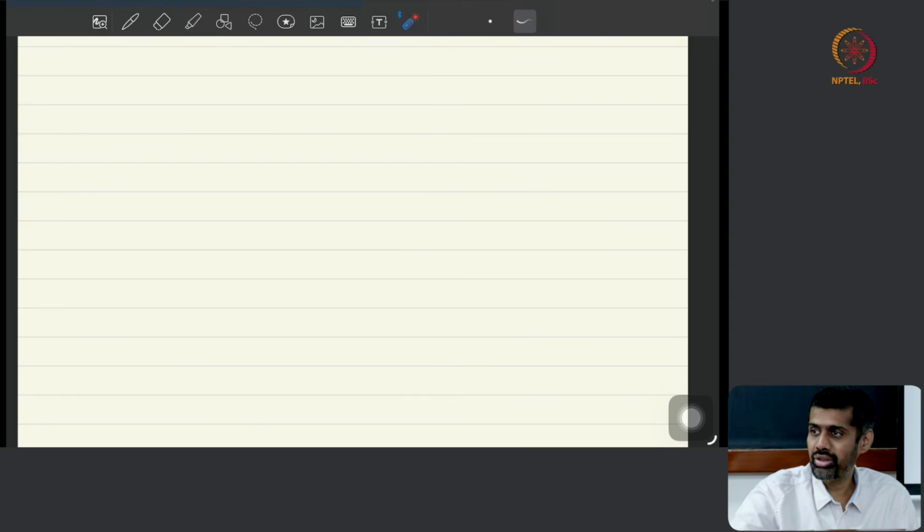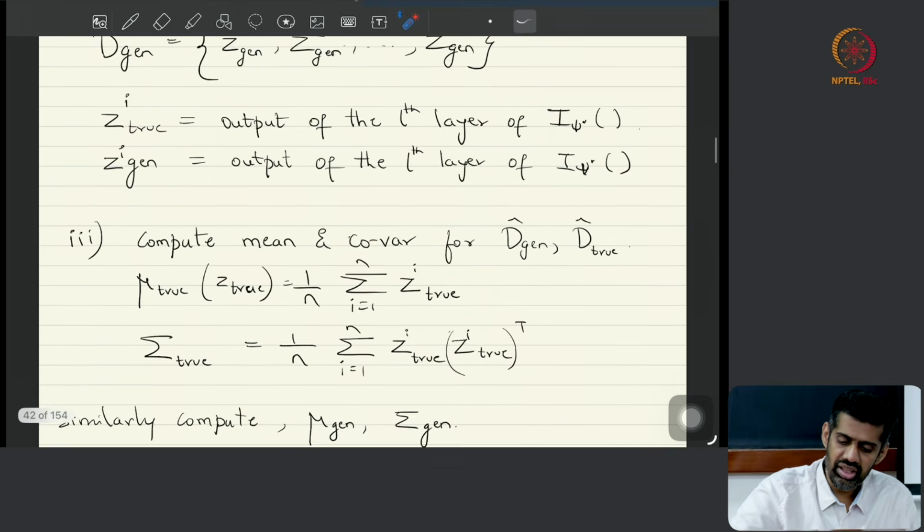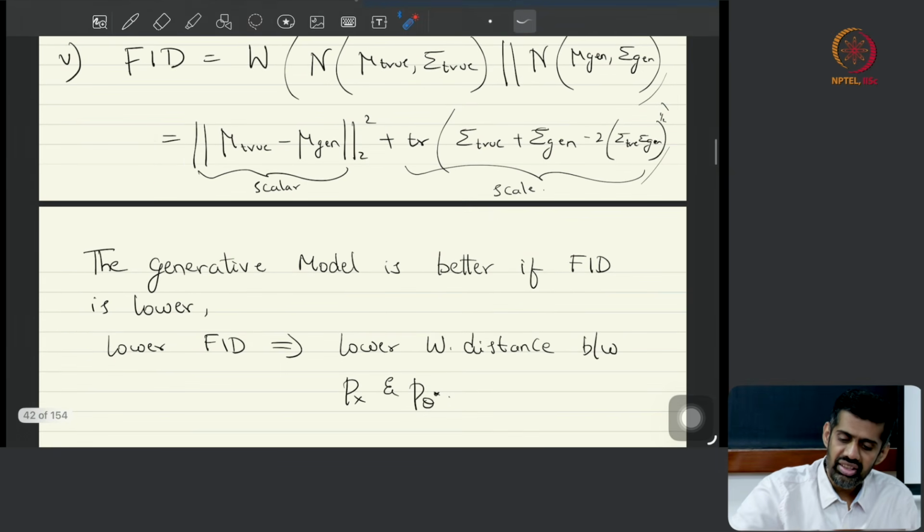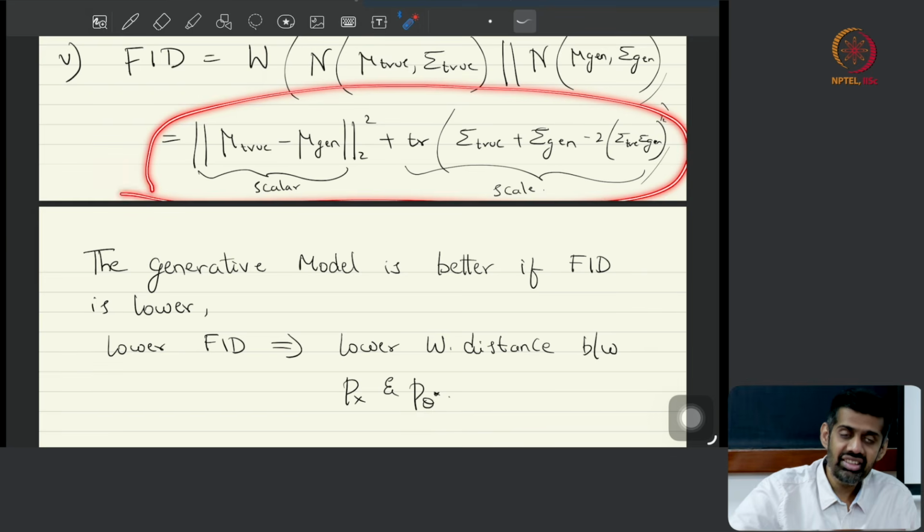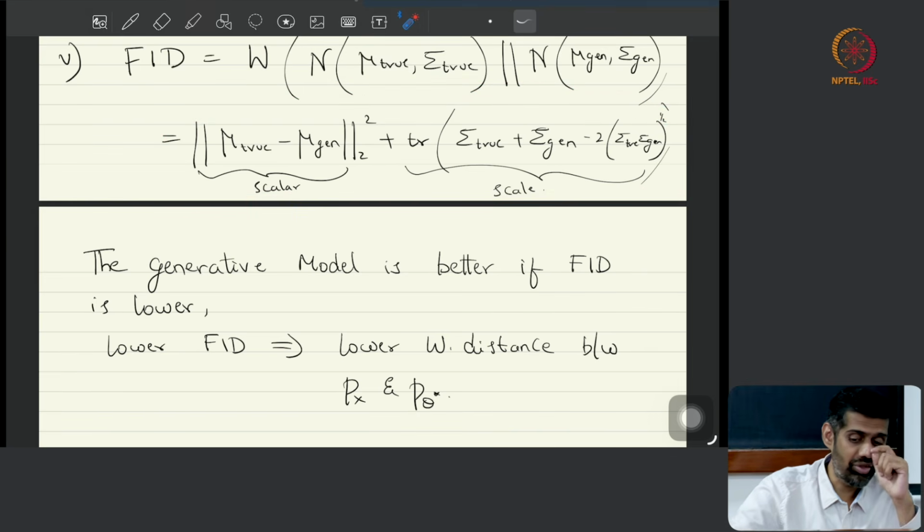Assume both of them to be coming from Gaussian distributions. Now, what you have is samples from two high dimensional Gaussian distributions. Compute Wasserstein's 2 distance between them. Wasserstein's 2 distance between two Gaussian distributions has a known algebraic form which is given by this.